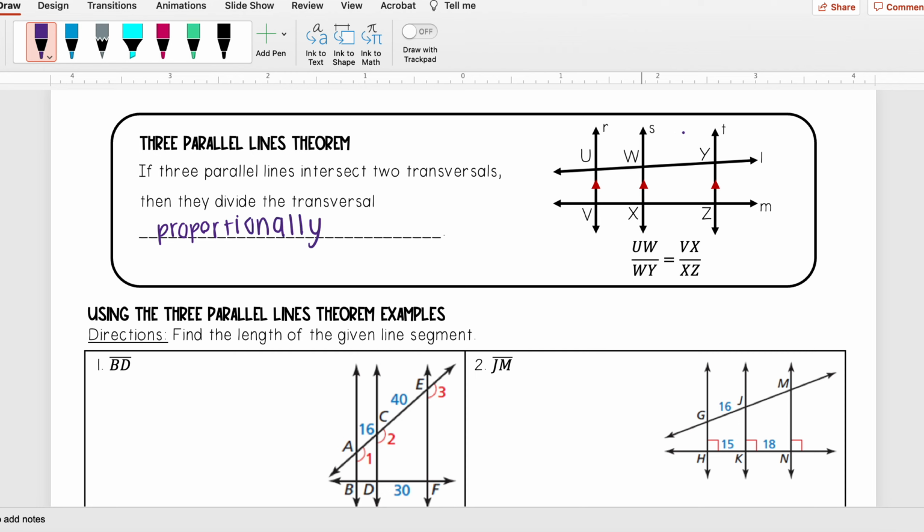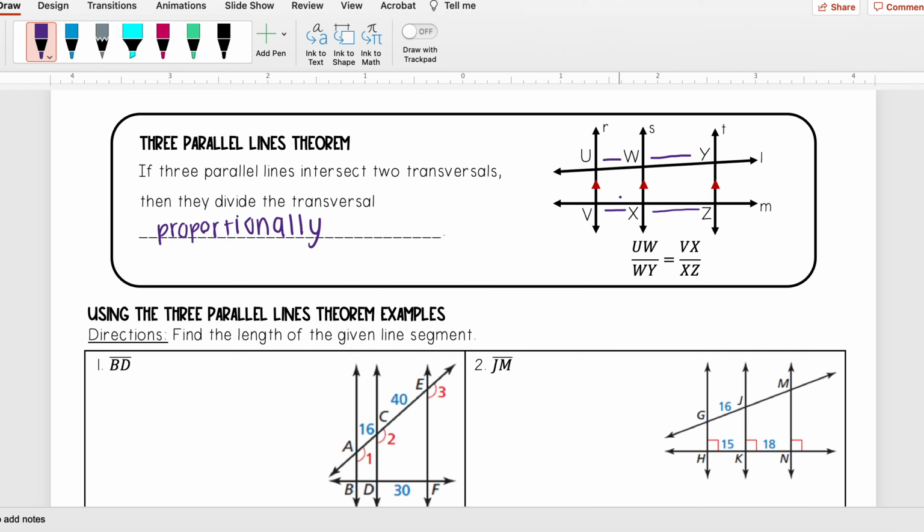So we can see an example here. I have the three parallel lines R, S, and T, and I see they're being intersected by two transversals, L and M. And we learned from this theorem that that means it's dividing this proportionally, so that UW over WY is equal to VX over XZ.